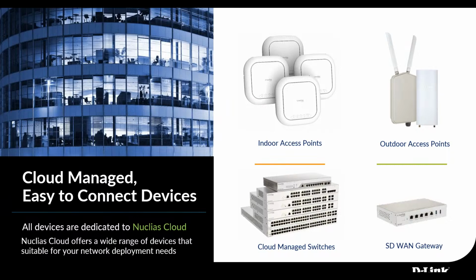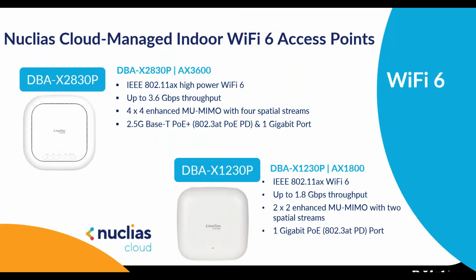So when we talk about the types of products that are supported on Nuclias Cloud, we've got indoor access points, outdoor access points, cloud managed switches, and we also have a gateway device currently today. So when we take a look at the access points, we have two Wi-Fi 6 access points. We have the DBA-X2830P. It supports up to 3.6 gigabits a second throughput over the wireless. It is a Wi-Fi 6 access point, as I mentioned. Supports 4x4 MIMO, multi-user MIMO with 4 spatial streams, and supports a 2.5G multi-gig port for uplink to take advantage of some of those faster speeds.